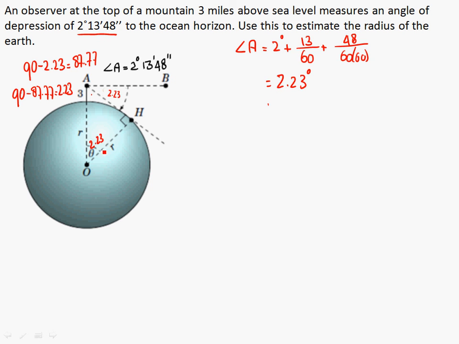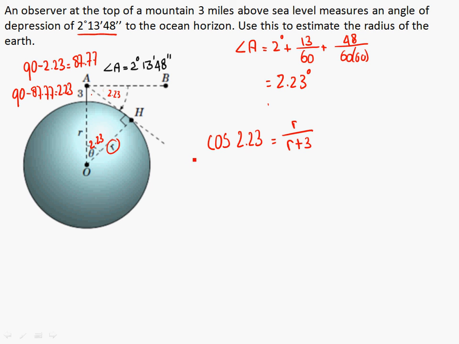Alright, based on this angle here, what ratio am I interested in? I have an adjacent side and a hypotenuse, and adjacent over hypotenuse is a cosine. So the cosine of 2.23 is r divided by r plus 3. Yes? Okay, it's the radius plus the 3 more.